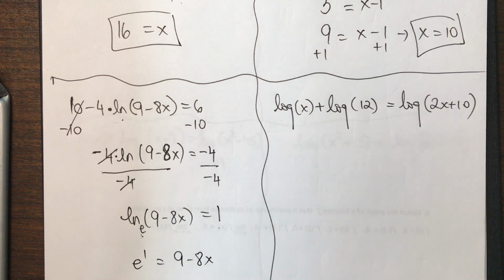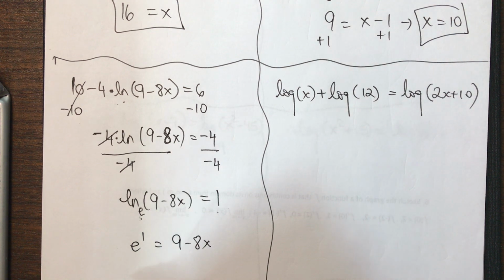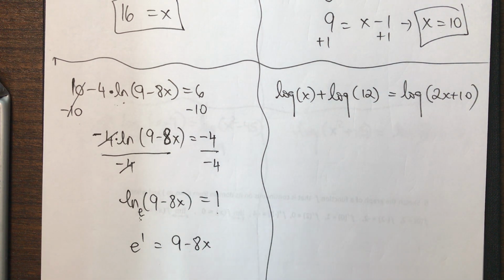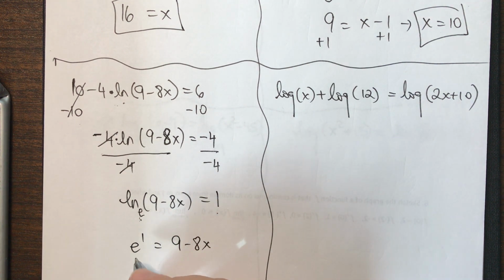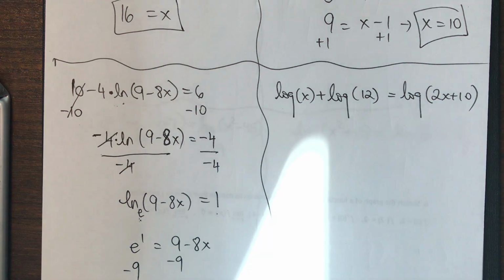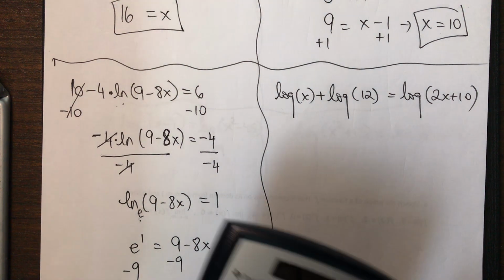Now remember, e is a number, just like any other number. It's just, well, not like any other number. It's a special one. It's got its own name. But it's a number. You can take it in your calculator. Again, it's 2.71 blah, blah, blah. Minus the 9 from it. So I'm going to put this in my calculator. e to the 1 minus 9.